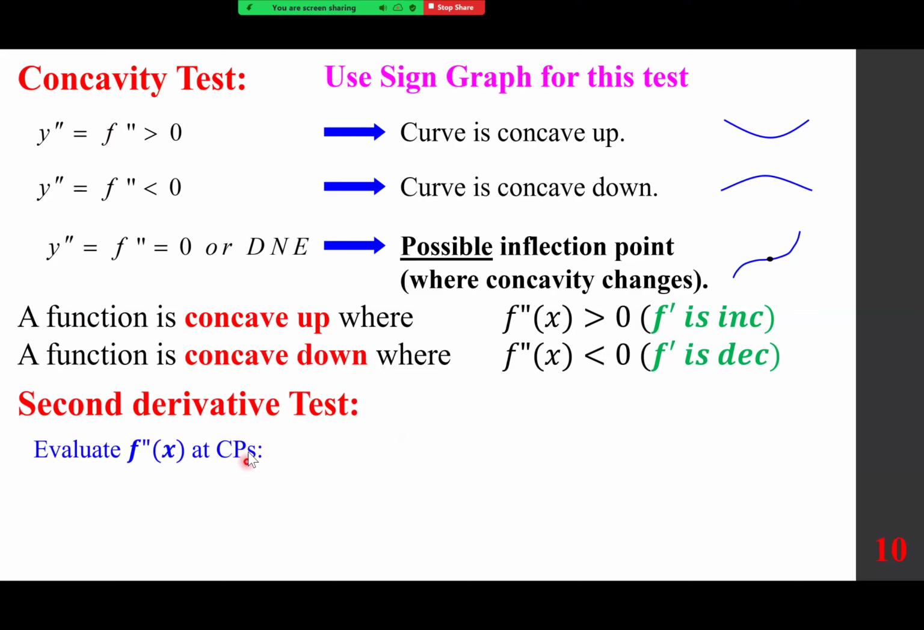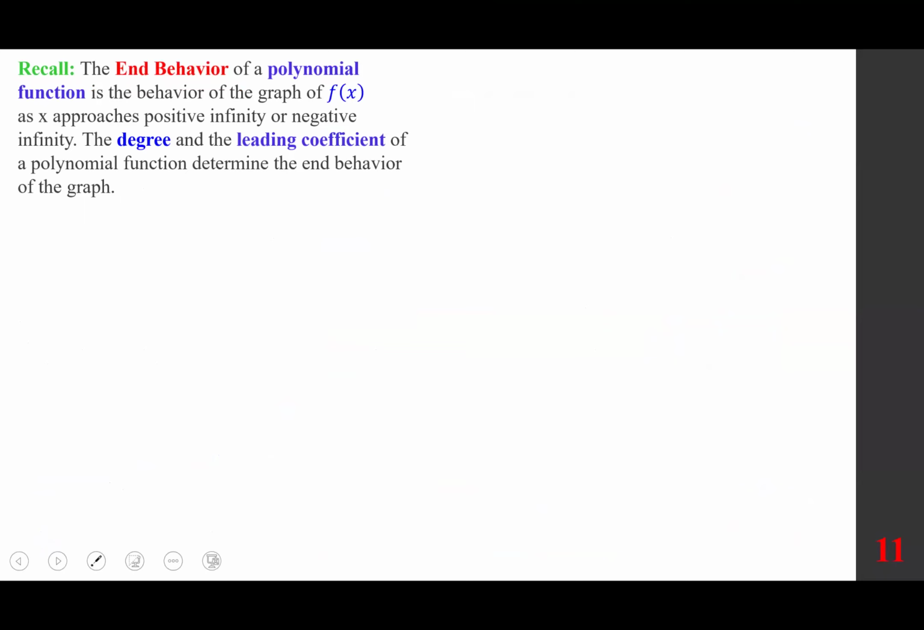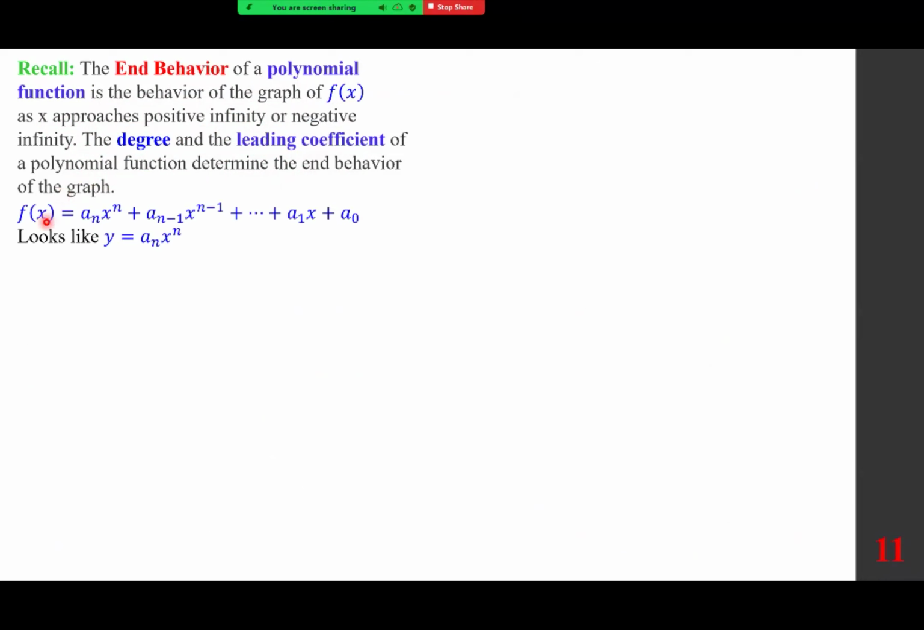In order to help us graph, I want to remind you of a couple of things. One of them is the end behavior. Recall, the end behavior of a polynomial function is the behavior of the graph of f of x as x approaches positive infinity or negative infinity. The degree and the leading coefficient of a polynomial function determine the end behavior of the graph. f of x equals a sub n x to the power of n plus a sub n minus 1 x to the power of n minus 1, all the way to a sub 1 x plus a sub 0. This will ultimately look like the leading term, a sub n x to the power of n.